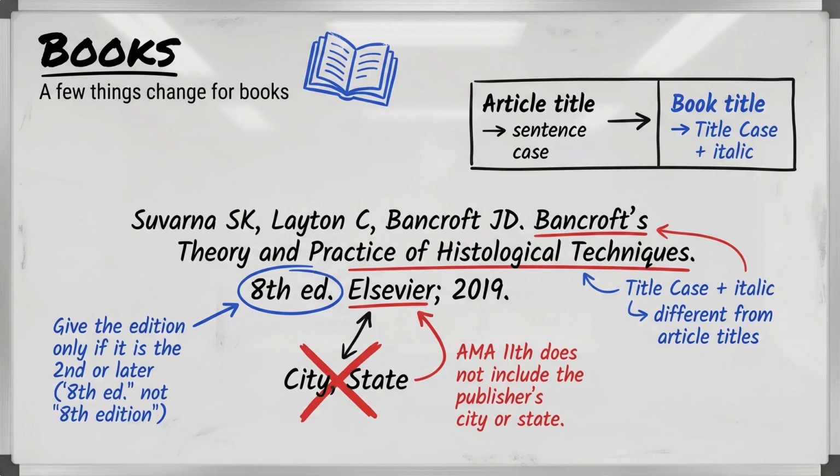Books follow a similar pattern with a few changes. Unlike article titles, book titles are in title case and italicized. Give the edition only if it is the second or later and abbreviate it. 8th ed, not 8th edition. And an important update in the 11th edition, you no longer include the publisher's city and state. Just the publisher name, a semicolon, and the year.